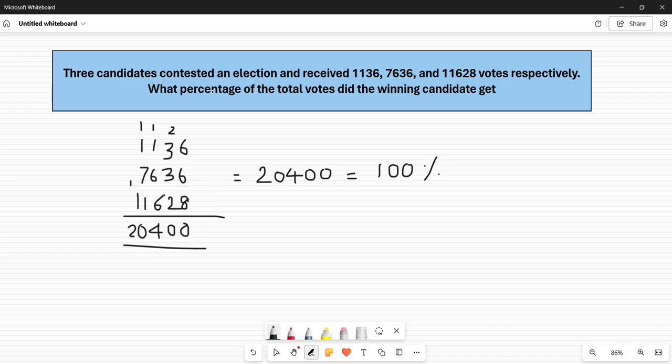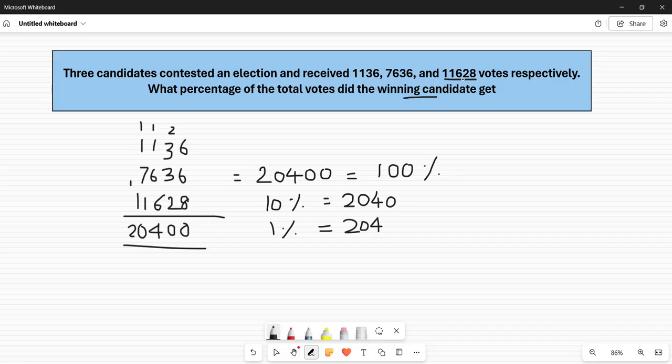Now we need to find the percentage of the winning candidate. So we need to find how much percent is 11628. We know 100% is 20400. So your 10% is 2040, and your 1% is 204.